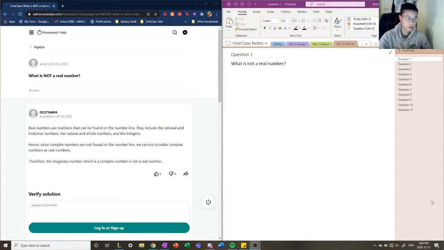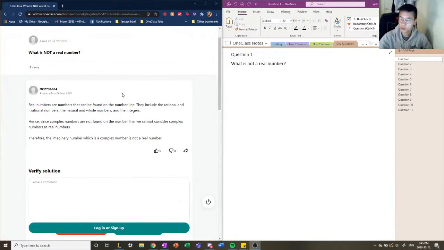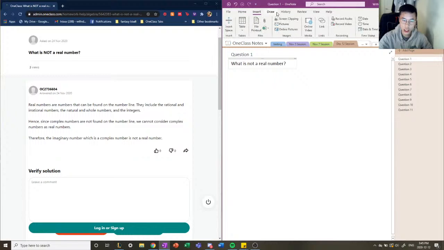So the first question reads, what is not a real number? We have to describe what real numbers are first of all. The short answer is that a real number is anything on the real number line. I'm going to draw a real number line here for you guys. Sorry if it's squiggly. This is our real number line, and in the middle of it we have 0.